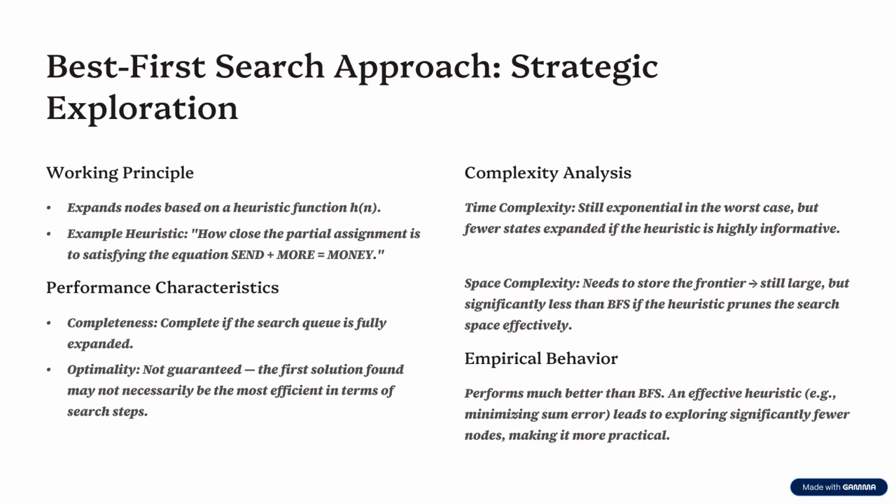Complexity analysis. Now, if we analyze the time complexity, it is still exponential in the worst case, but fewer states are expanded if the heuristic is highly informative. So, in some terms, it's better than the BFS, that is the breadth first search. Now, if you look at the space complexity, it needs to store the frontier. Still large, but significantly less than BFS if the heuristic prunes the search space effectively. If we see the empirical behavior, it performs much better than the BFS. An effective heuristic minimizing some error leads to exploring significantly fewer nodes, making it more practical.